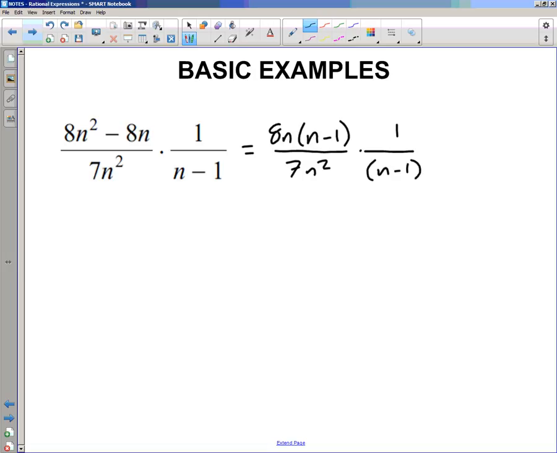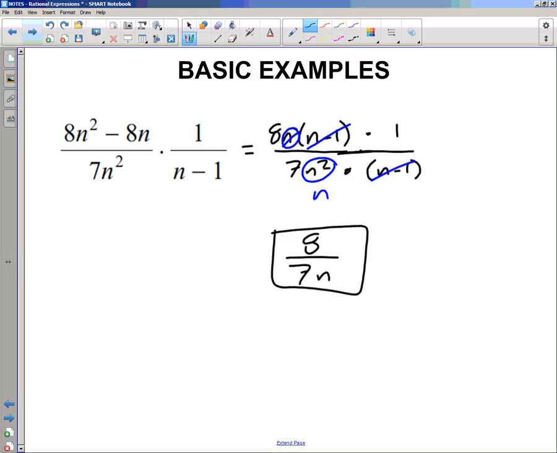Since we are multiplying, we can just combine these two things together into one big fraction, multiplying the tops and the bottoms. And then we'll look to see if there's anything we can simplify. The n minus 1s are going to cancel. We also have an n that we can cancel with one of the n's on the bottom, leaving us with just a single n on the bottom. Final answer here, we have an 8 times 1 on the top, which is just 8. We got a 7 times n on the bottom. And we're done.